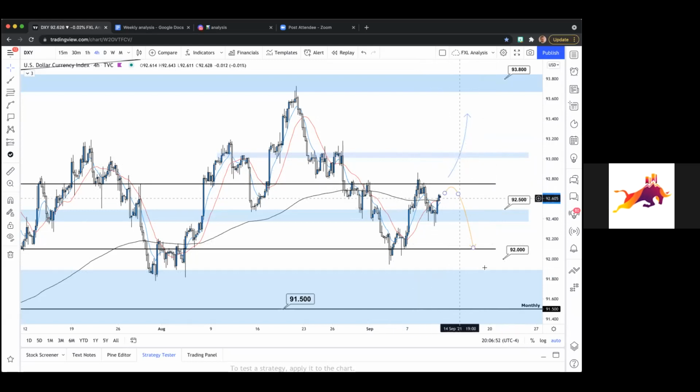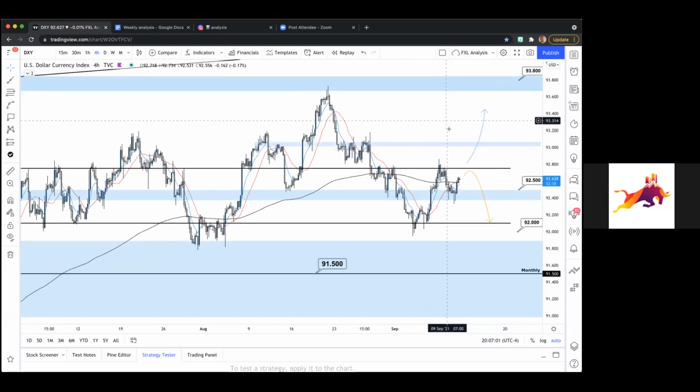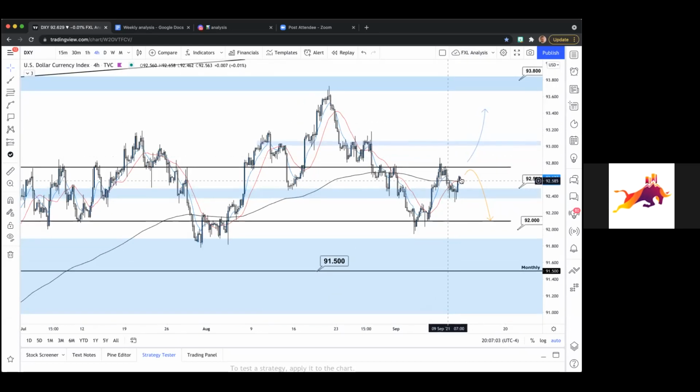We'll see that reverse and then head lower. So it really just depends on how price action reacts right here and if this momentum is going to continue. But it's looking promising right now. Definitely looking more bullish. This is a really nice setup at this level here.